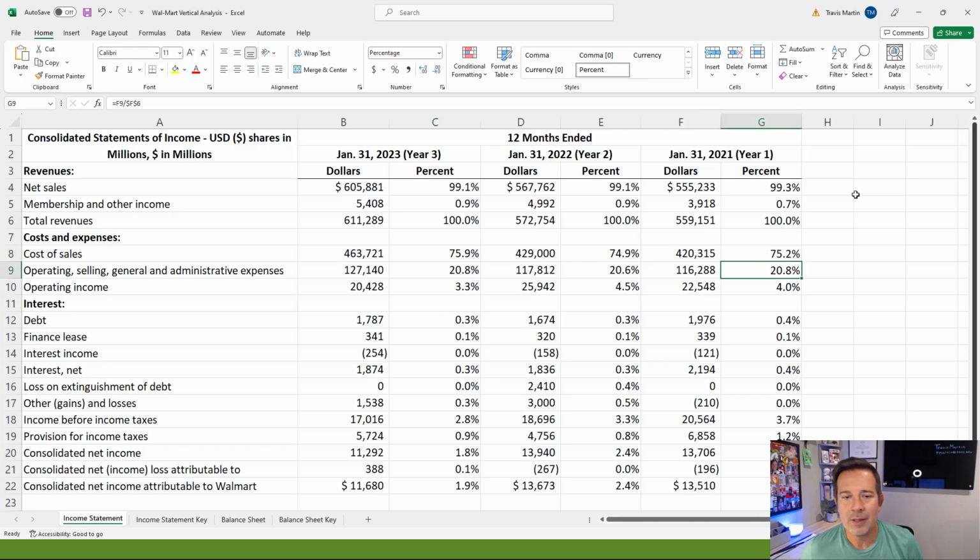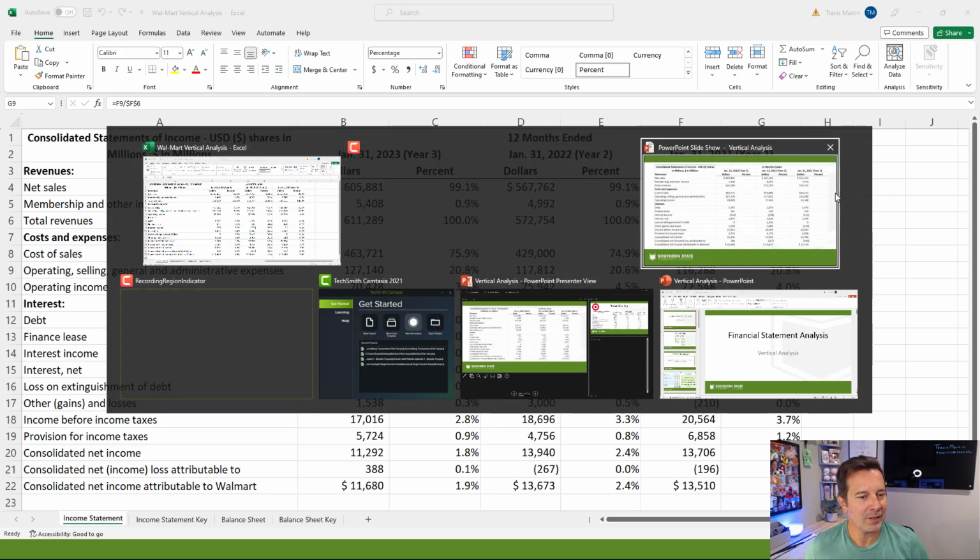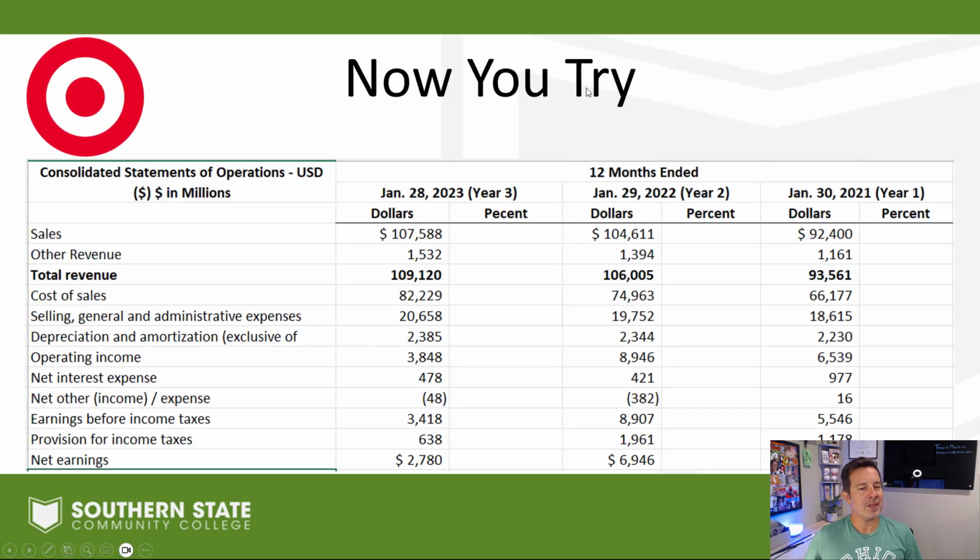So let's go back to our notes here. Now you give it a try. I've given you access to a Target Excel spreadsheet that has the Target income statement data on it. I'd like you to download that, run your numbers, and see if you can do a vertical analysis of Target. Remember, we're going to divide every line on that income statement by total revenue. I'll give you an opportunity to download that, and then we'll come back and we can check your math against mine.